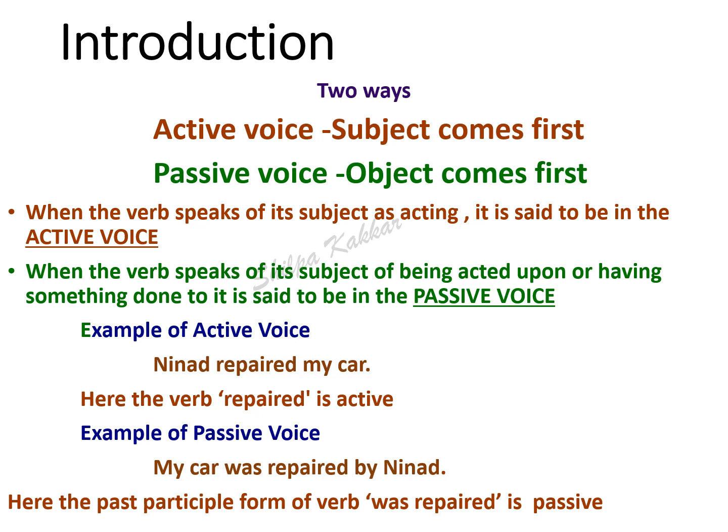The second way is passive voice. When the verb speaks of its subject as being acted upon or having something done to it, it is said to be in the passive voice. The example of active voice. Let us see here. Ninad repaired my car.